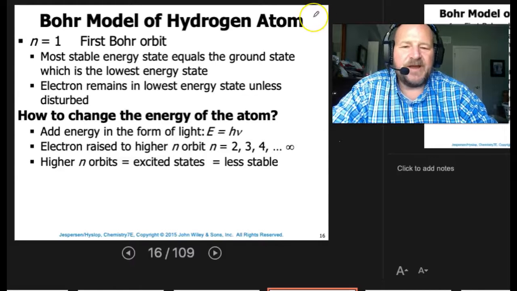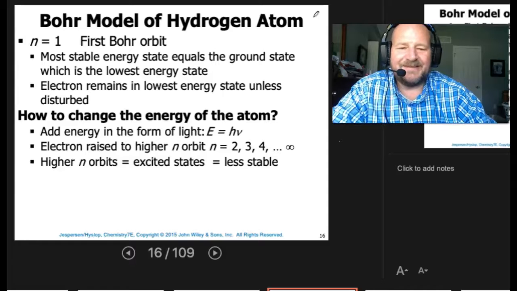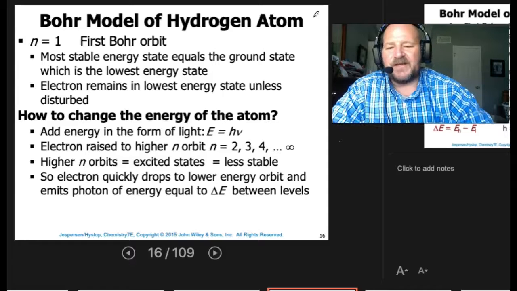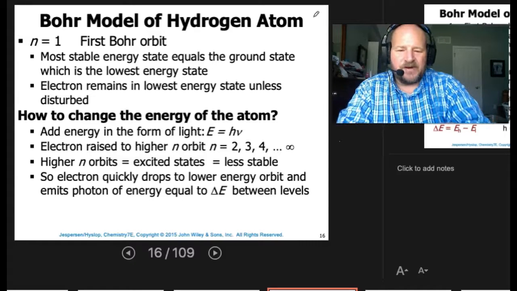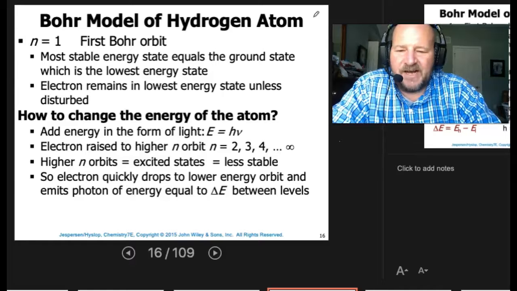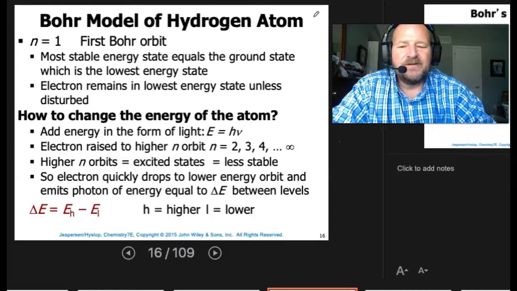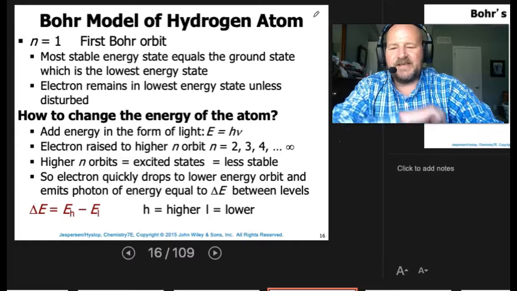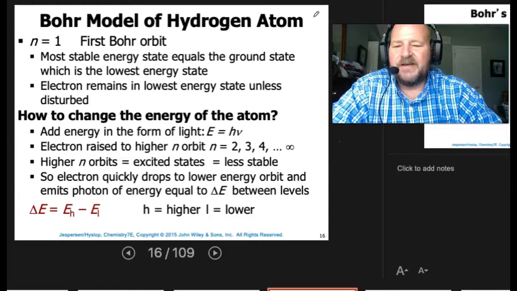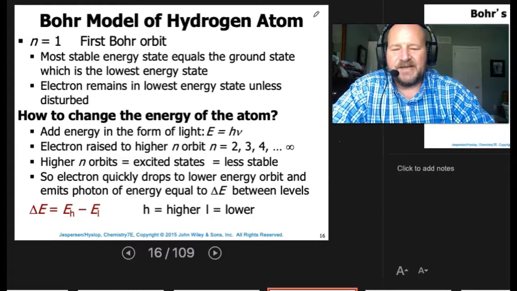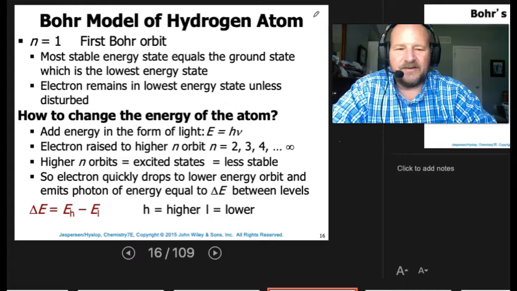Of course, whenever we have an excited state, we say that's less stable. So the electron will quickly drop to a lower energy orbit and emit a photon of energy equal to delta E between the levels. So now we can say that delta E, the energy that's going to be emitted, is equal to E_H minus E_L, the higher and the lower orbitals.